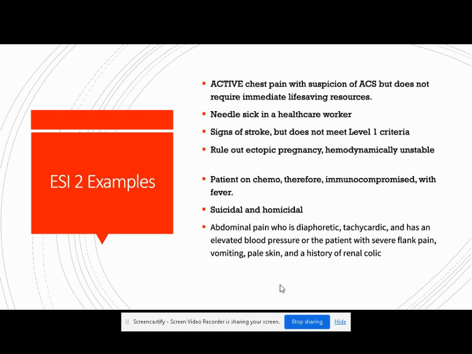So these are some examples that are coming out of the ESI Severity Index book, which is also called the Triage Tool for Emergency Department Care, version 4. That's where all this is coming from.